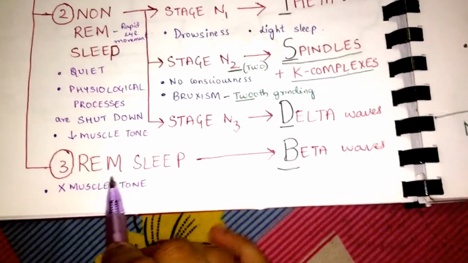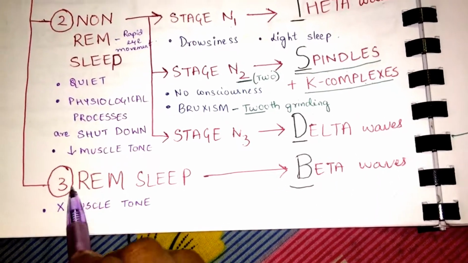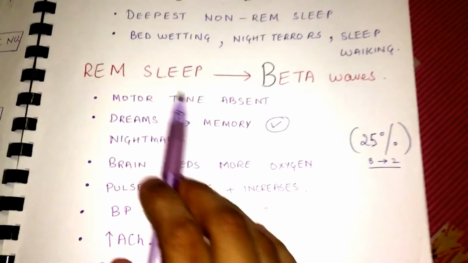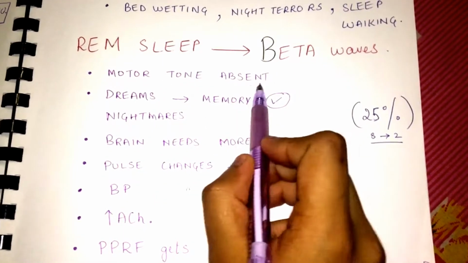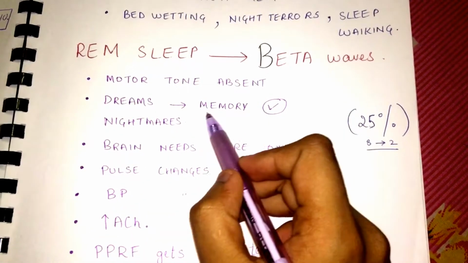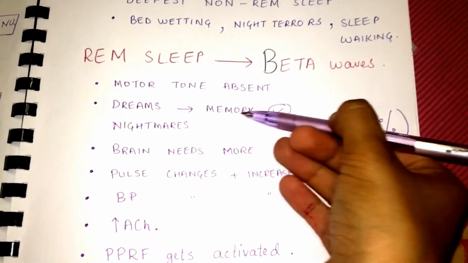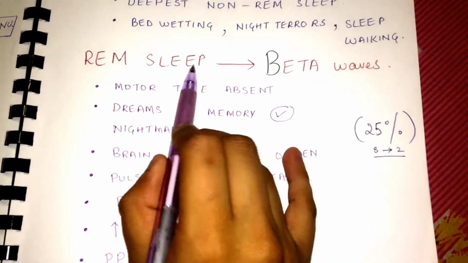And the last stage is the REM sleep, where you can see beta waves, and in REM sleep you have totally absent muscle tone. So the REM sleep has beta waves, the motor tone is absent, and you have dreams, nightmares, and all sorts of things that you can recollect in the next morning. You have memory about whatever happens in that period of sleep.